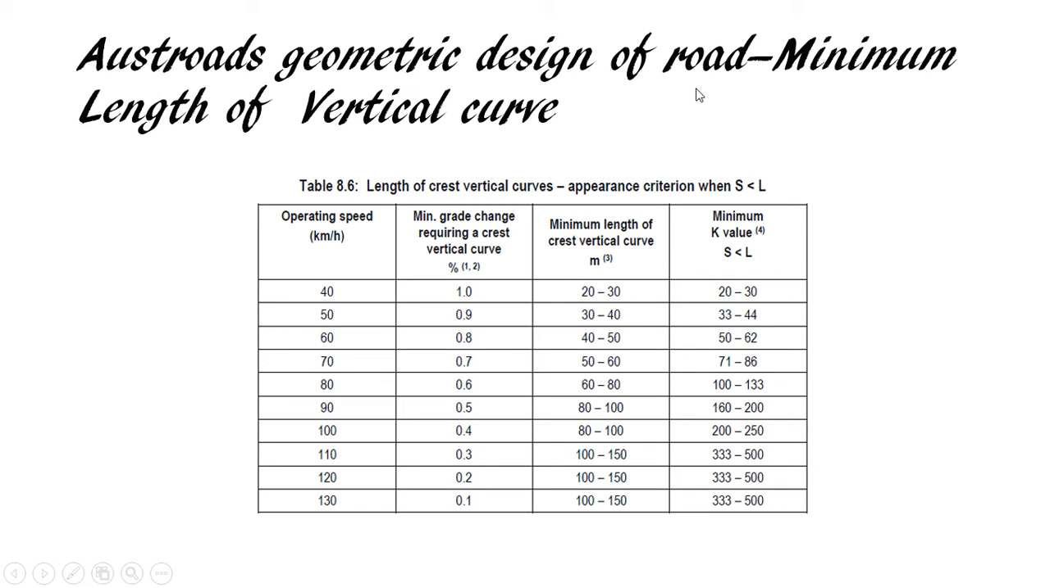Austroads geometric design of the road: the minimum length of vertical curve for 50 km/h is 30 to 40, and the minimum grade change required for a crest curve is 0.9. As you are already aware, if the grade is 2% uphill and 3% downhill, the grade change is about 1%. So there is one grade and the next grade, and first grade minus next grade is the grade change. So minimum grade change requires, for 50, a length of vertical curve of 30 to 40 minimum.